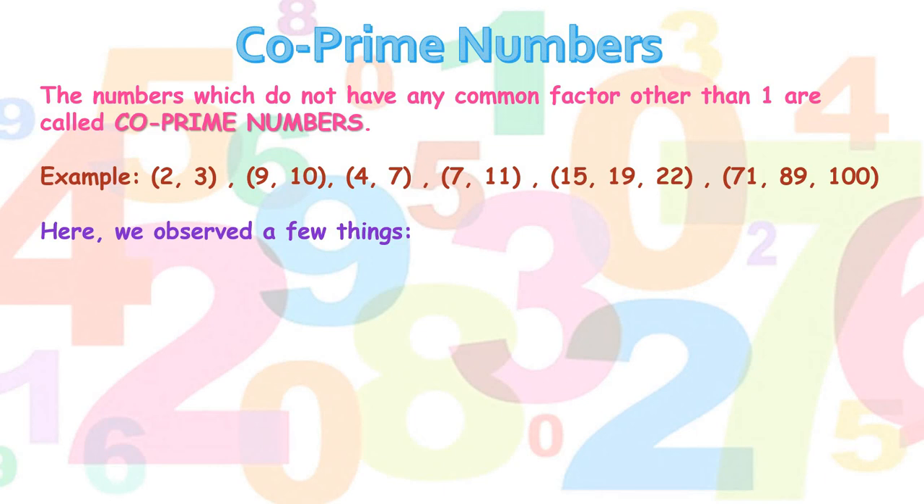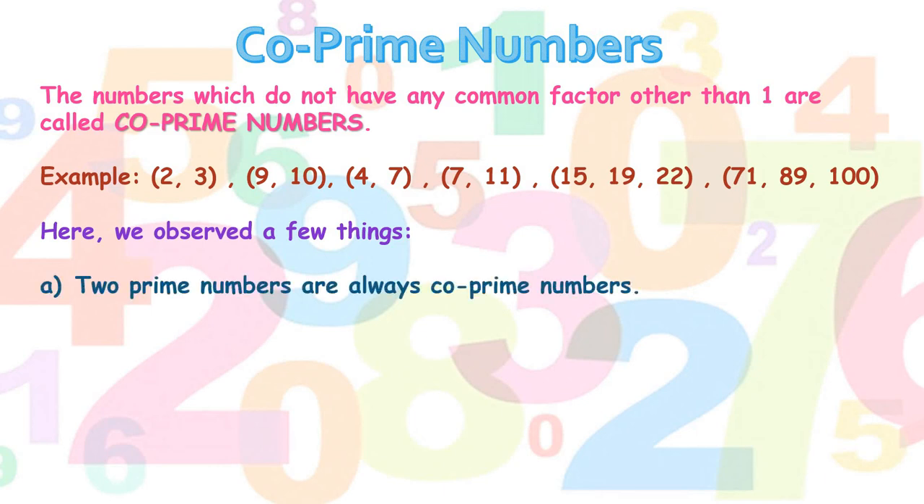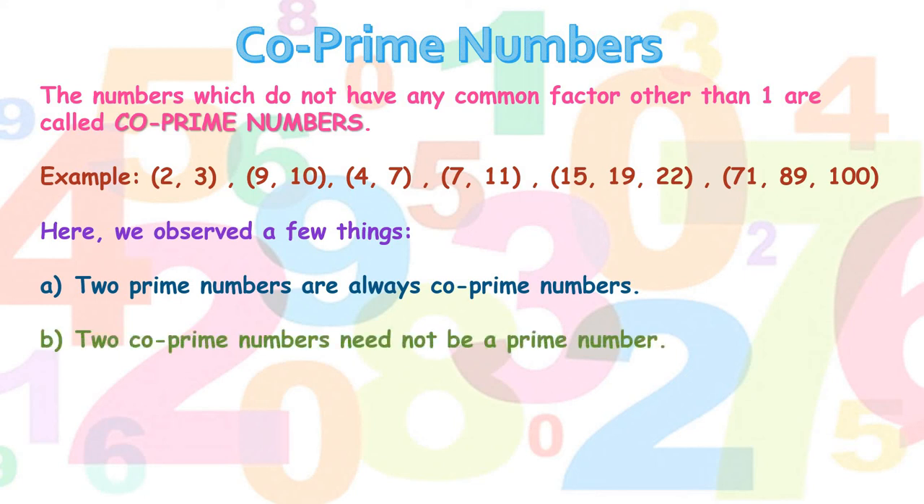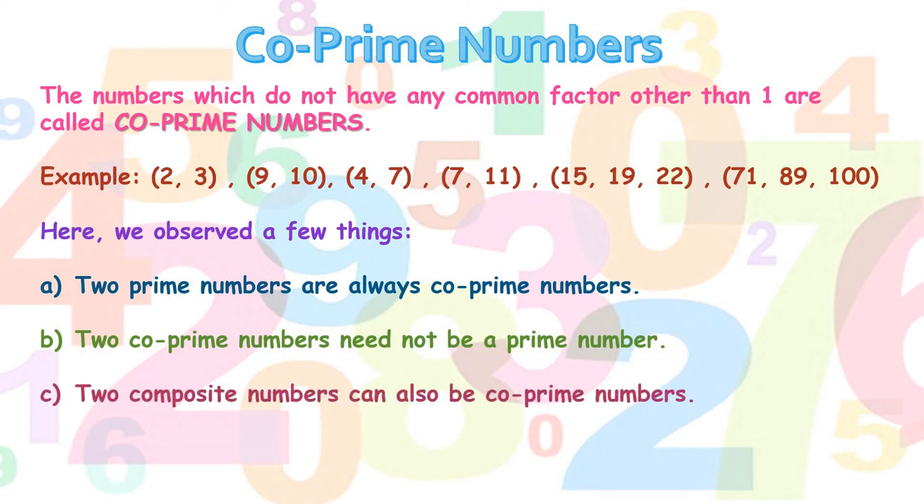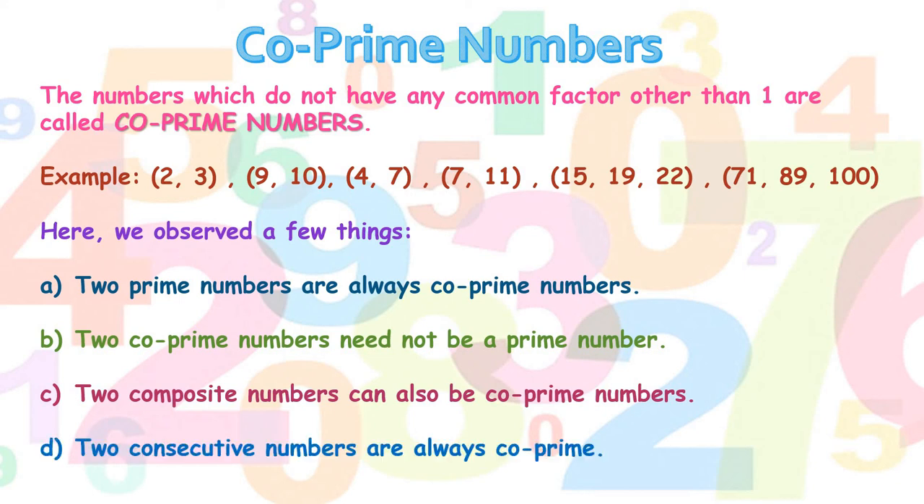Here we observed a few things. 2 prime numbers are always co-prime numbers because they will only have 1 as their common factor. 2 co-prime numbers need not be prime numbers, like we see in this example 15, 19, 22. So 15 and 22 are not prime numbers, right, but they are co-prime numbers. 2 composite numbers can also be co-prime numbers. 2 consecutive numbers are always co-prime, like 2, 3, 9, 10, 11, 12. These are always co-prime. Okay.